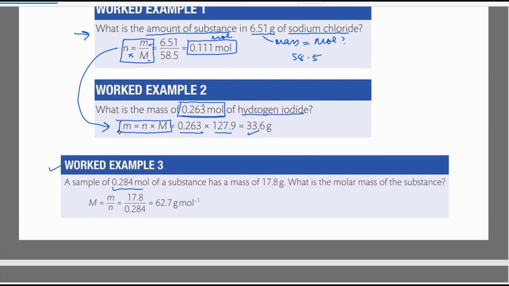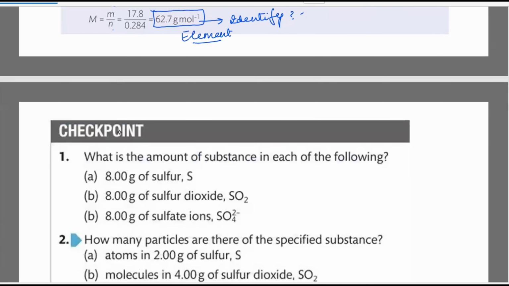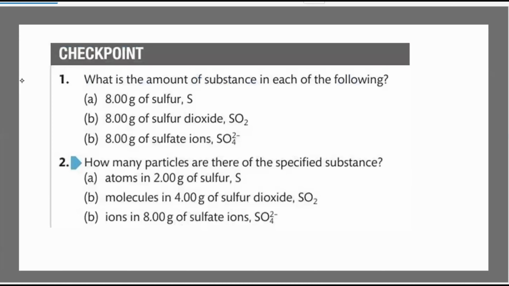Now here they have the number of moles of the substance and they have the mass. They want to calculate the molar mass. So what we'll do is divide the mass by the number of moles to get the molar mass for the substance. Through this, we can also identify which substance it is if it is an element, by looking for this element in the periodic table with the same molar mass. So that is also a possibility. Now these are some of the questions. You can do them later.